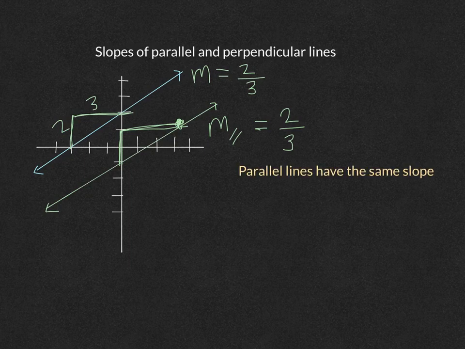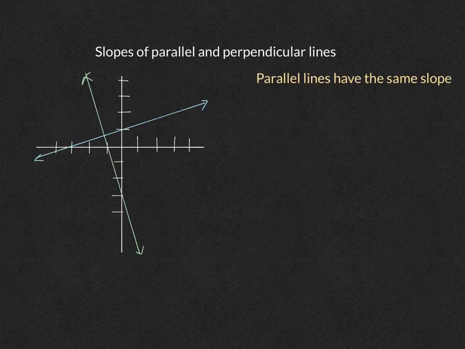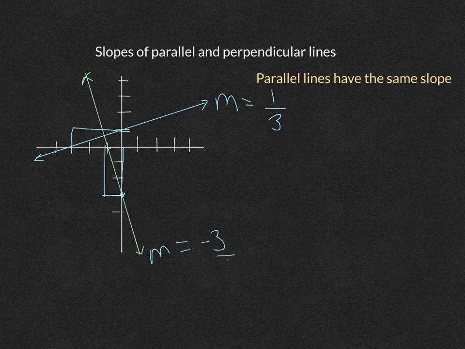Now let's take a look at two lines that are perpendicular to each other. Here are two lines that are perpendicular. So the slope of the blue line is rise 1, run 3. So that would be 1/3. The slope of the green line is, let's start here, rise -3, run 1. So that would be -3 over 1, which is -3.